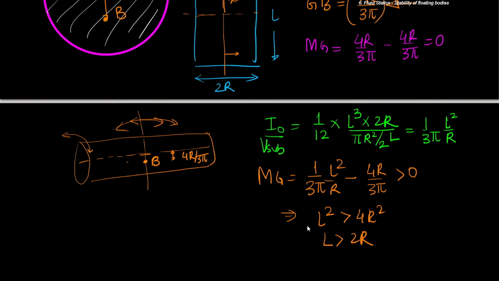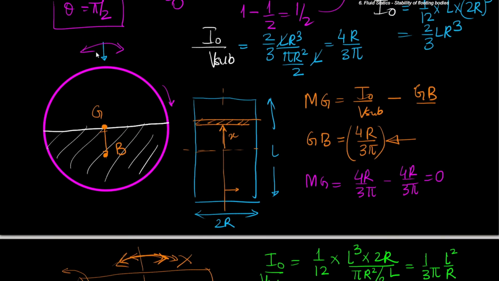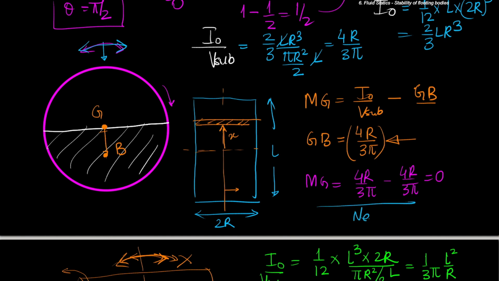So unless L is larger than 2r, tilting along this will become unstable. That is, if length is less than twice the radius, then this configuration will not be stable, but it will become something like this. Okay, it will start to float something like this. And the other obvious result that we have just obtained is tilting along this axis is neutrally stable. So this is neutrally stable.